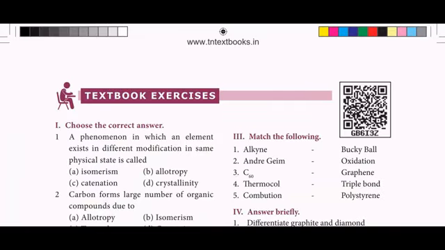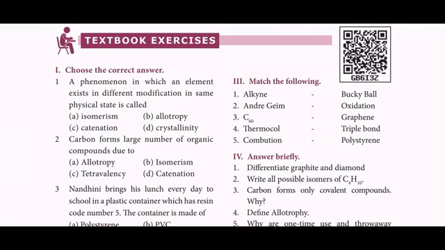First, in the textbook exercise, choose the correct answer. A phenomenon in which an element exists in different modifications in the same physical state is called allotropy. Second one, carbon forms a large number of organic compounds due to the same phenomenon, allotropy.